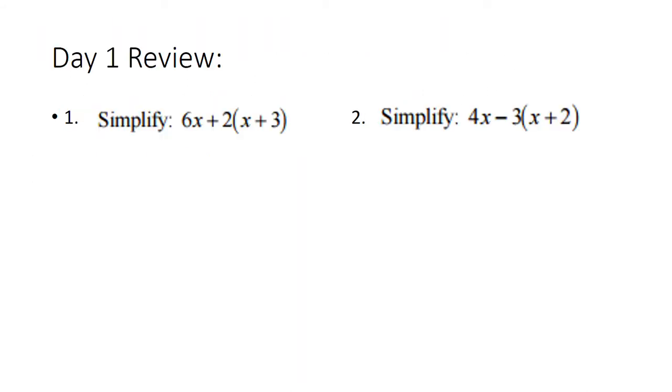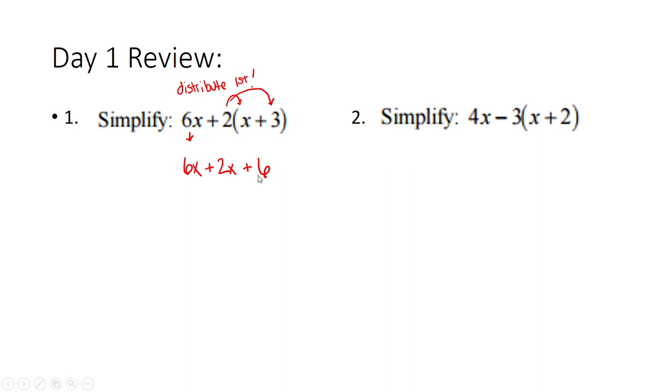Okay, the first question. The first question says 6x plus 2 parentheses x plus 3. The key concept here was to distribute the 2 and bring down the 6x. So if you distribute the 2, you multiply it by the x. So 2 times x becomes 2x. And then we also have to remember to multiply times the 3, and that becomes a 6.